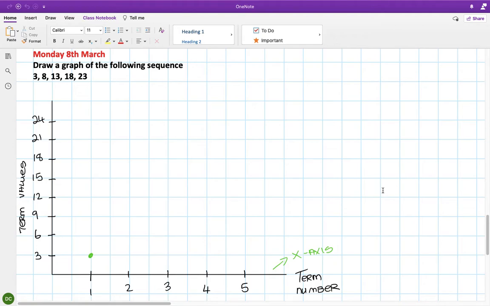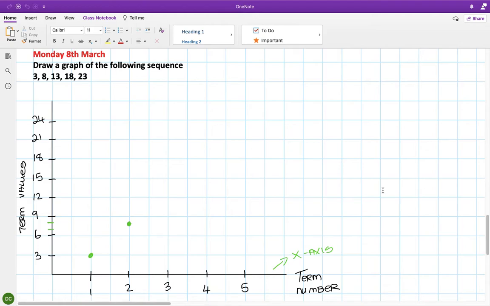Okay, so term number 2 has a value of 8. Okay, so I don't have an 8, but if I look over here, I know that 7 and 8 have to be in there somewhere, right? 6, 7, 8, 9. Yeah? So that gives me an idea of where 8 is. So I'm going up here from 2, and I'm going to stop just where 8 is, which is about there.